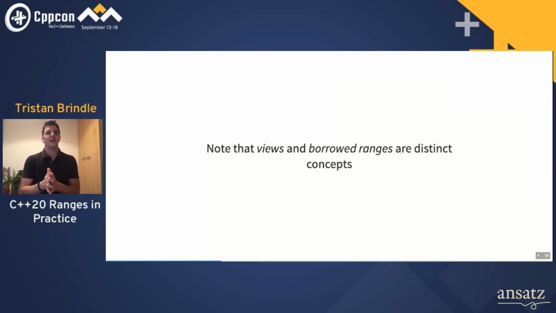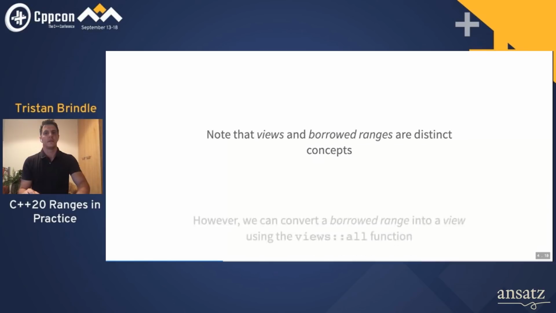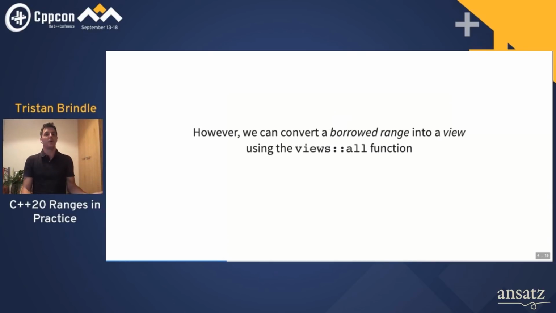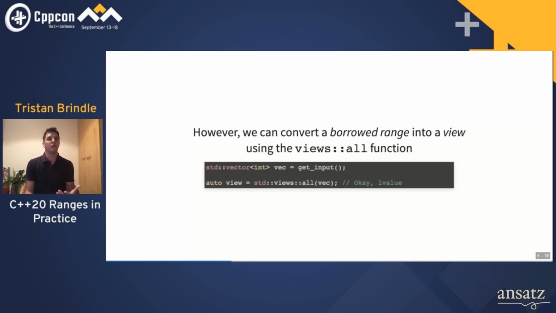So as I mentioned, views and borrowed ranges are distinct concepts. There are views that are not borrowed ranges, there are borrowed ranges that are not views. But whenever we have a borrowed range, we can convert it into a view using this function views all. That is the purpose of this views all function. So views all takes a borrowed range. Remember, that's either an L value range or something like a span or a string view. And it returns you a view object.